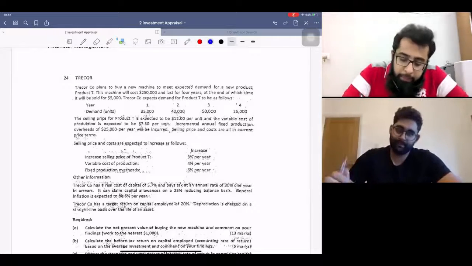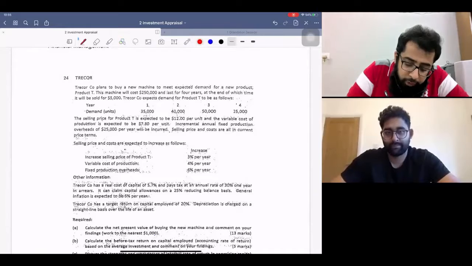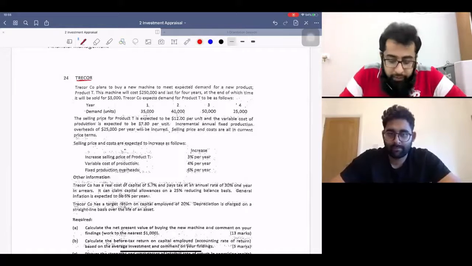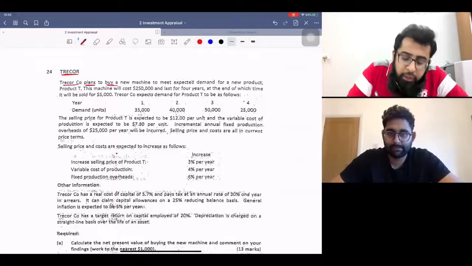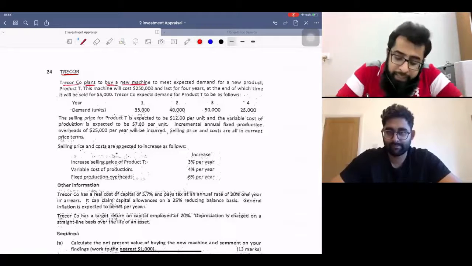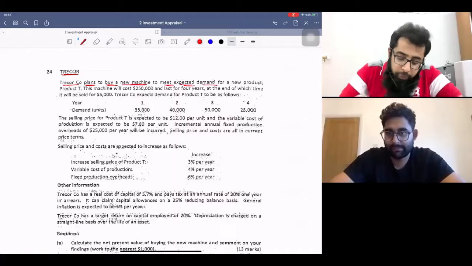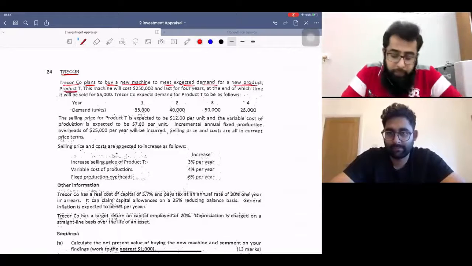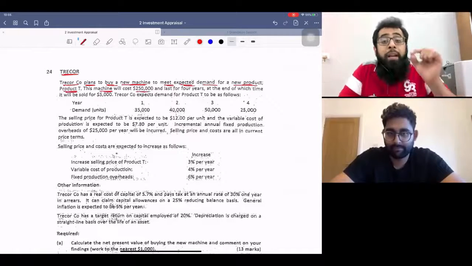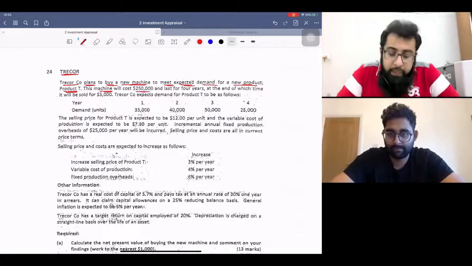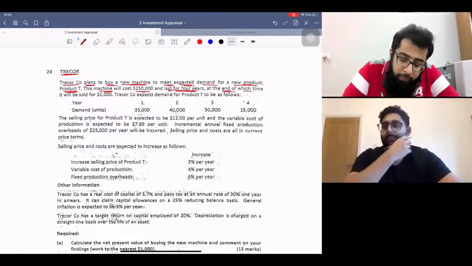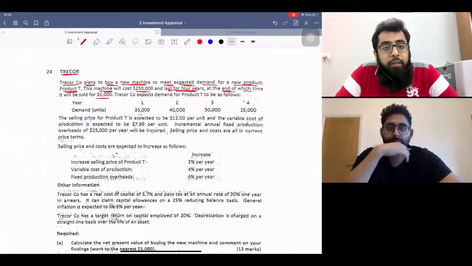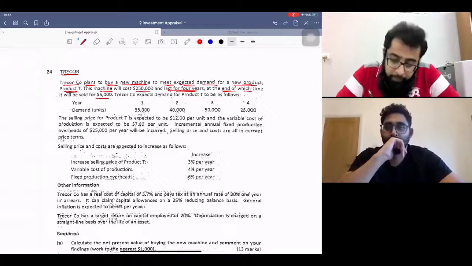Okay, so now the name of the question is Tricor Company. Let's look at it. Tricor Company plans to buy a new machine to meet expected demand for a new product T. This machine will cost $250,000. Now this will be your initial investment and last for 4 years, at the end of which time it will be sold for $5,000. This will be your scrap value.